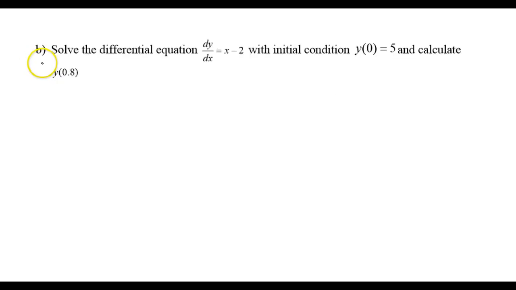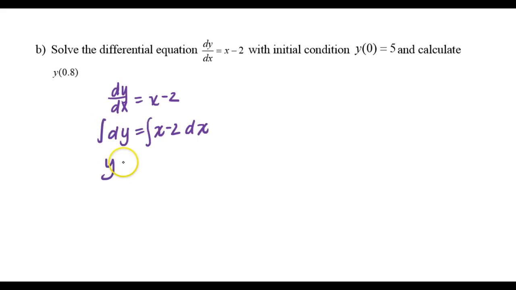So there's a part B to this problem. Now we're going to solve the differential equation, dy/dx equals x minus 2 with initial condition y of 0 equals 5, and then we're going to calculate y of 0.8 exactly. So we can do this because this is a separable differential equation, so we have dy/dx equals x minus 2, so dy equals x minus 2 dx, and we can integrate both sides.